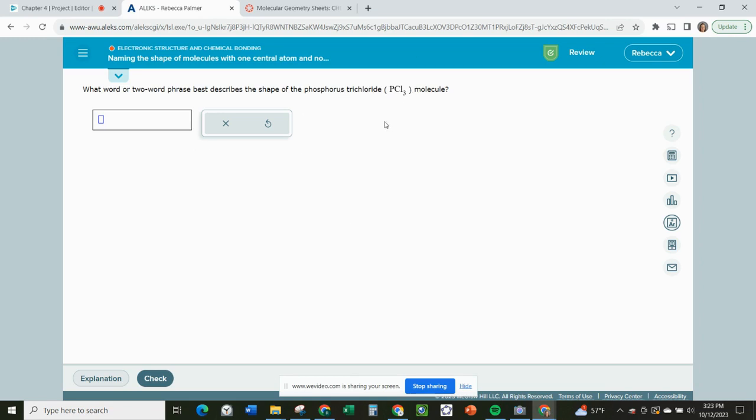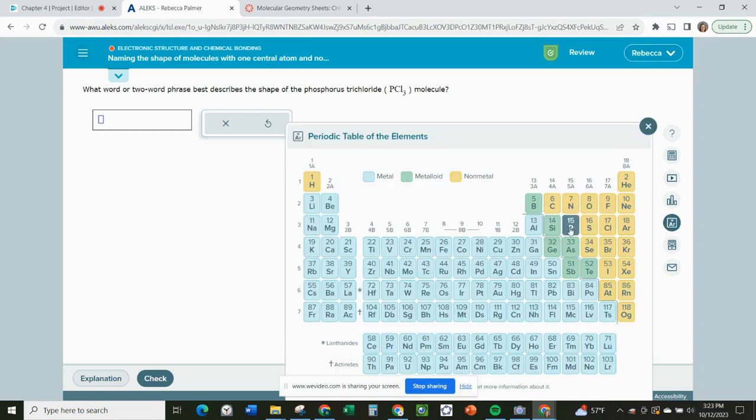Okay, so for phosphorus trichloride we need to figure out how many valence electrons are in this molecule. So let's go to our periodic table. Phosphorus is in the 5A column, so it has 5 valence electrons. Chlorine is in the 7A column, it has 7 valence electrons. There's 3 of them, so we've got 21 valence electrons from chlorine, and we have 5 from phosphorus. If we add that up, that's 26.